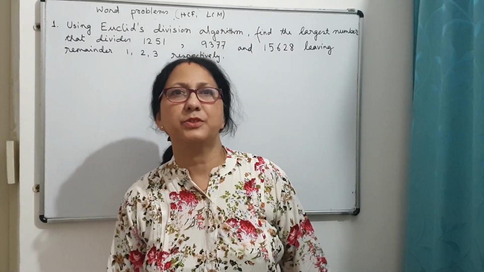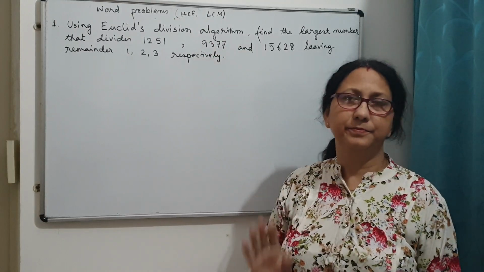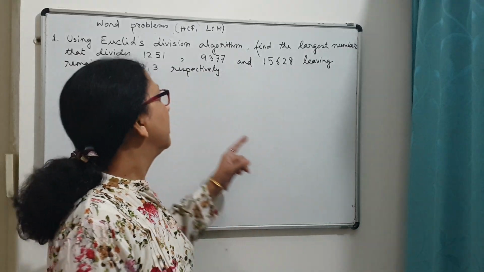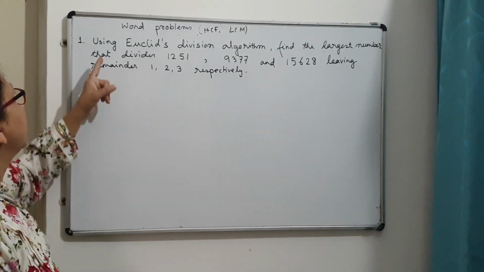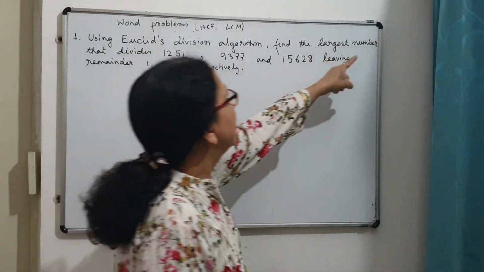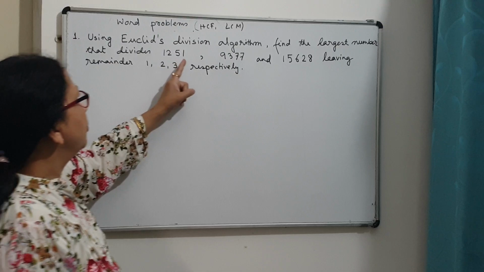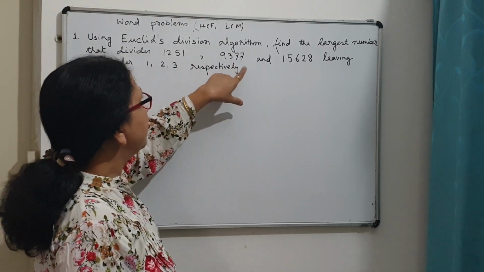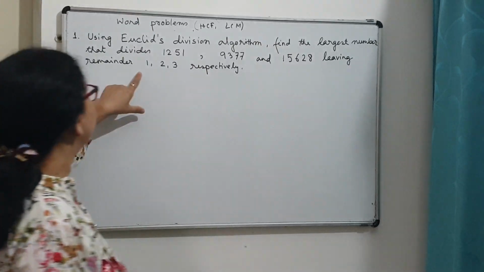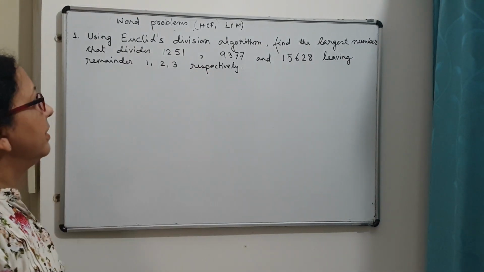Okay, today we will be solving some word problems involving HCF and LCM. So the first question is this one written on the board. Using Euclid's division algorithm, find the largest number that divides 1251, 9377 and 15628, leaving remainders as 1, 2 and 3 respectively.